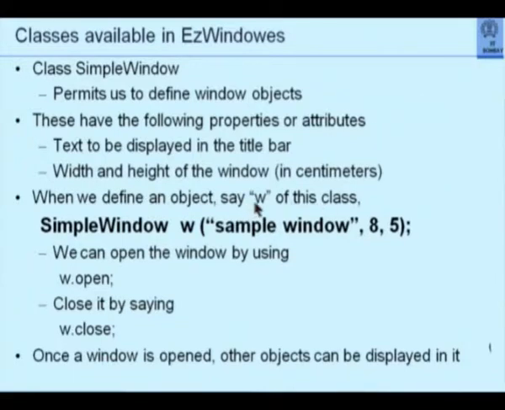The basic way of defining an object, say W, of this class is to say simple window W, and then I write some name here: sample window, CS101 window, my window, abracadabra, whatever. This becomes the title that will come on top of that window. Please note that the window style is frozen. You cannot control it. The window style is a boundary, then a line somewhere, and a text title that you specify is written somewhere. The font of that text is frozen.